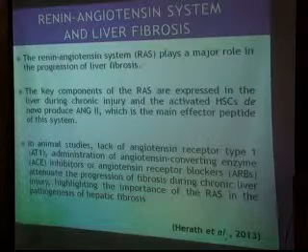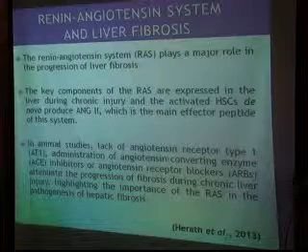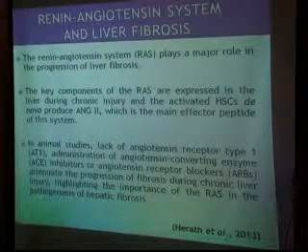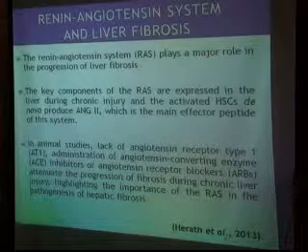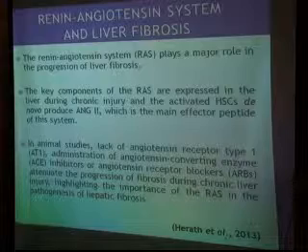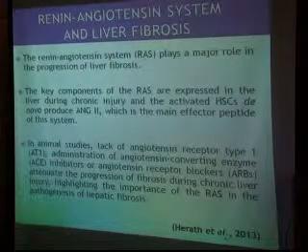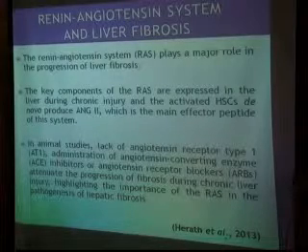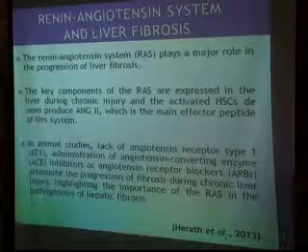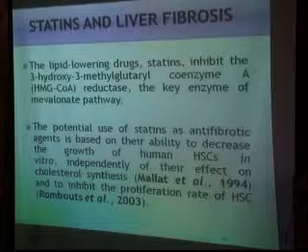In this study, we used Losartan, which is an angiotensin receptor blocker. The renin-angiotensin system plays a major role in the progression of liver fibrosis. The key components of the RAS, like angiotensin II, are produced de novo by the activated hepatic stellate cells following liver injury. In some animal studies, the lack of angiotensin receptor type 1 or administration of ACE inhibitors or angiotensin receptor blockers attenuated the progression of liver fibrosis.